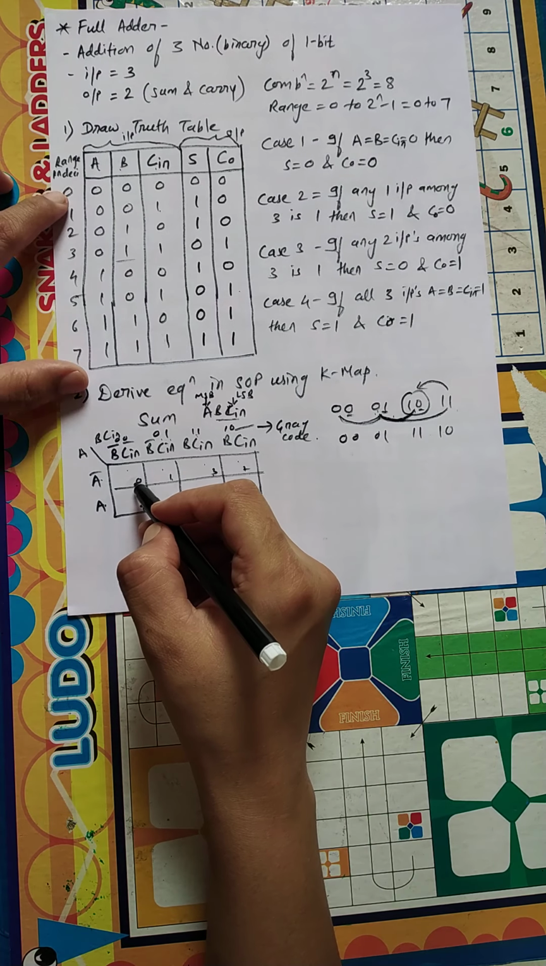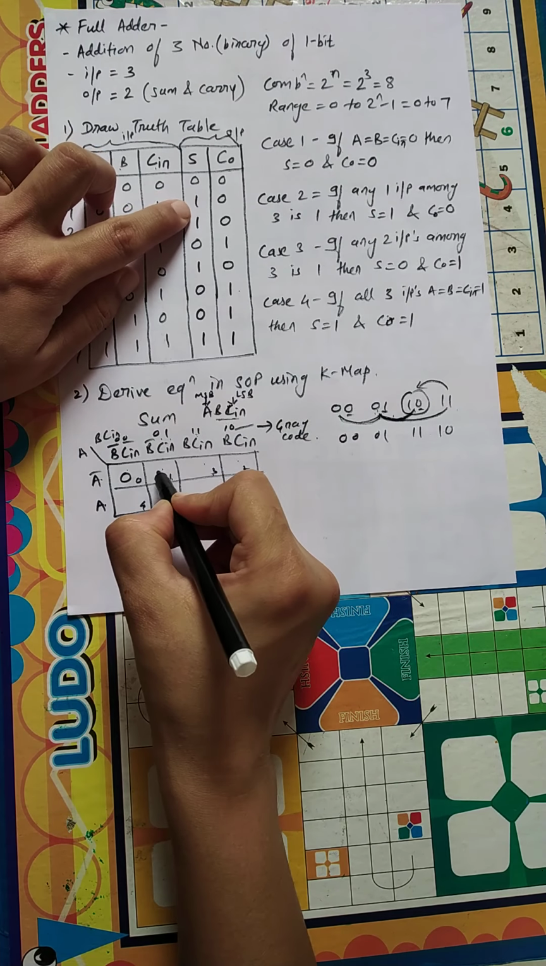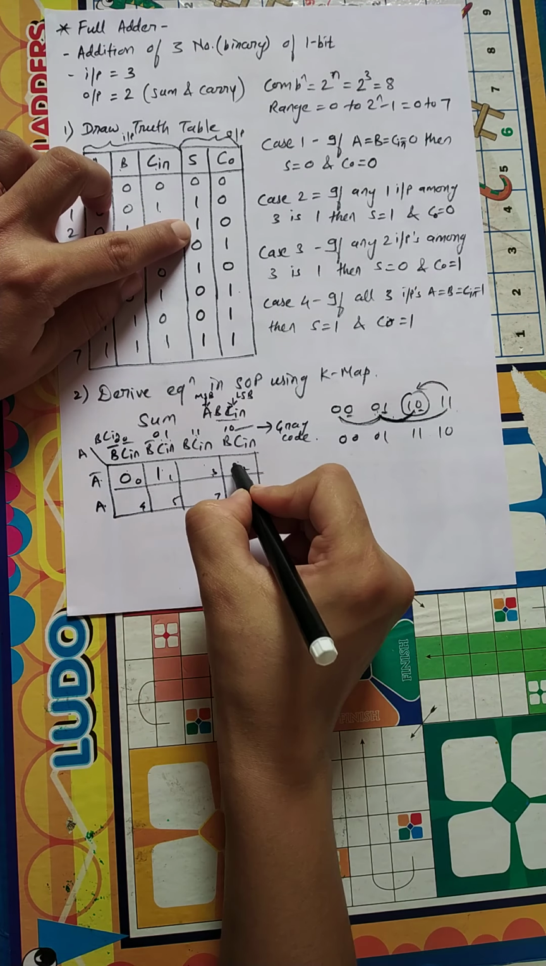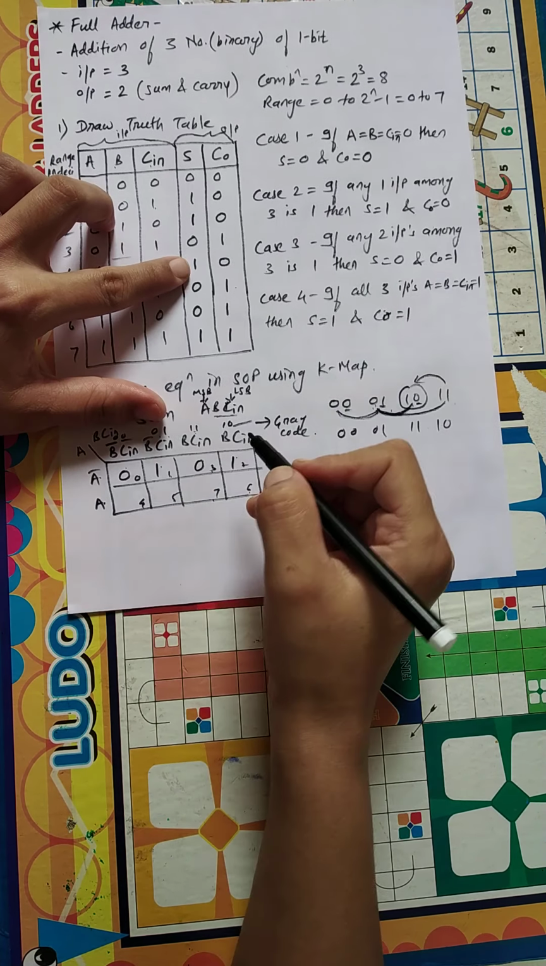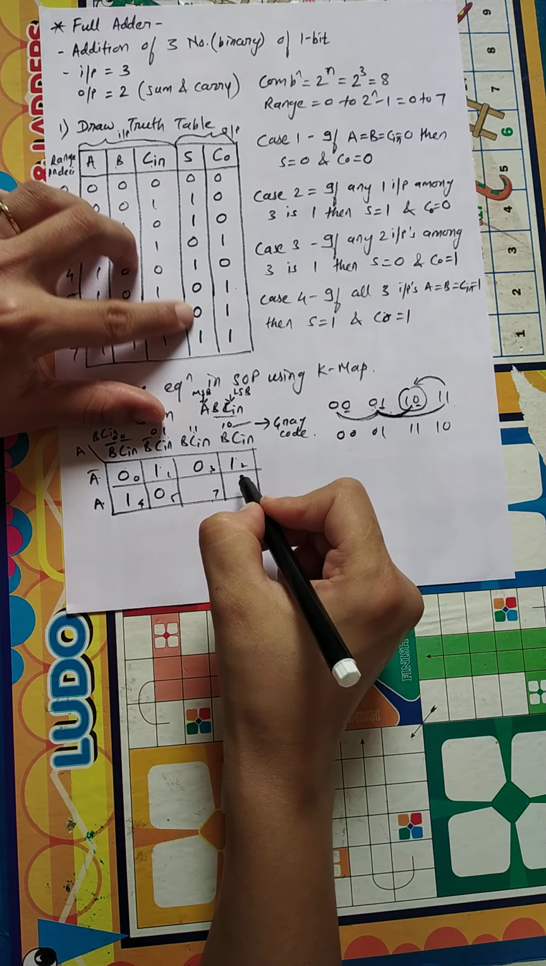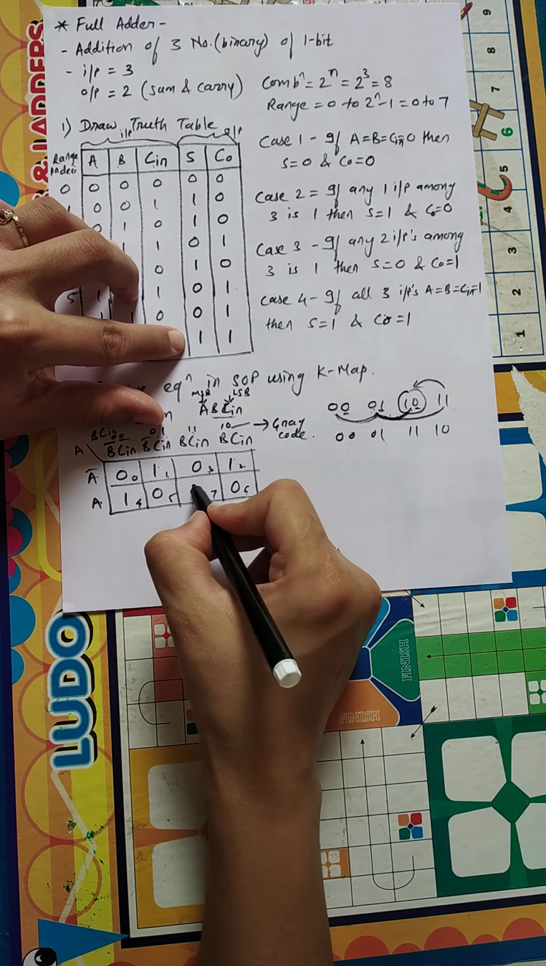So the output of sum for number 0 should be written here, number 1 output will be written here, number 2 output will be written here, number 3 output here, number 4 here, number 5 here, number 6 in the 6 number box, and number 7 in the 7 number box.